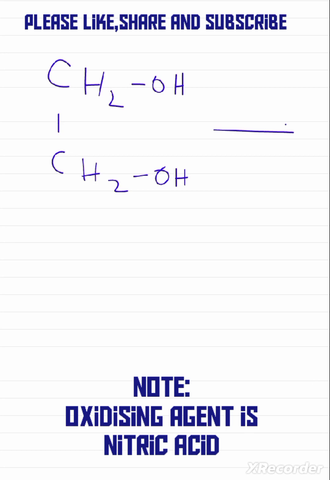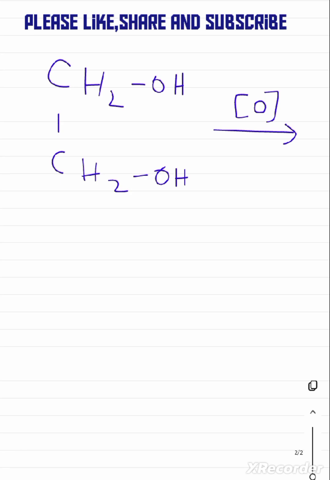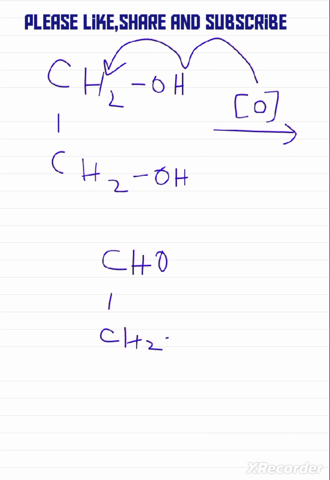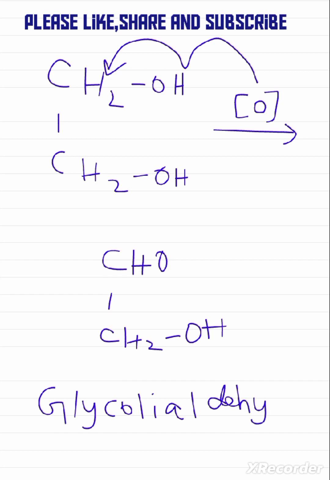So we are going to add oxygen to this compound, because our aim is to oxidize the glycol. The oxygen removes the 2 hydrogens from the glycol and oxidizes it to CHO CH2OH, right? This particular compound is termed glycolaldehyde. The term glycolaldehyde is used because the aldehyde group is present within the glycol, so it is termed glycolaldehyde.